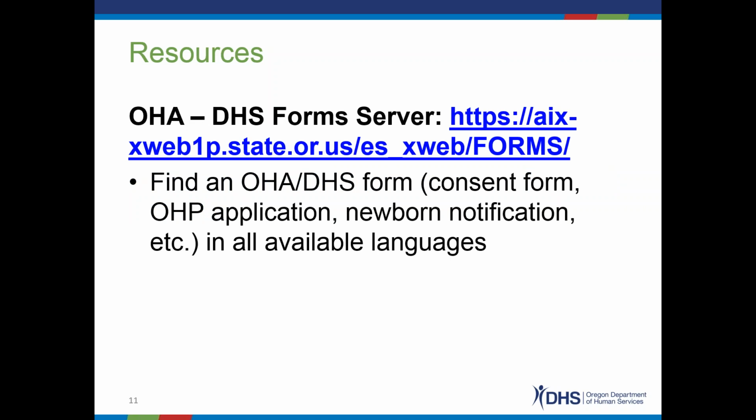And then we have another link we want to share, which is the OHA DHS Forms Server. This is one that I do want to take you to here in a moment, but this is a resource for really anyone who wants to look up an OHA or DHS form. So this would include our consent forms, which is Form 6610, the OHP application, Form 7210, newborn notifications, etc. And you'll see both the latest version of that form and all available languages.